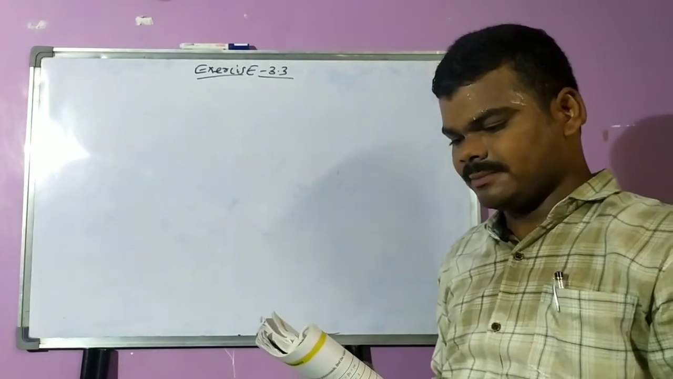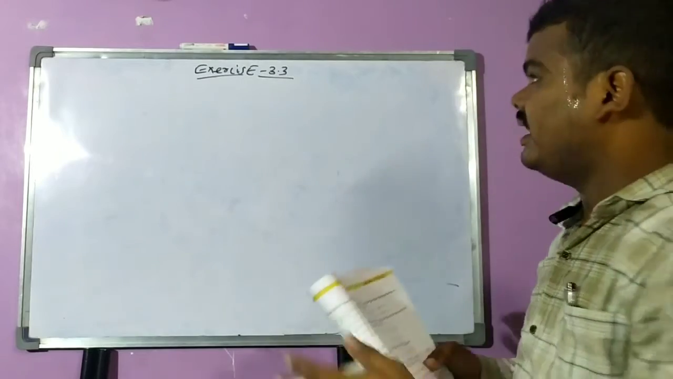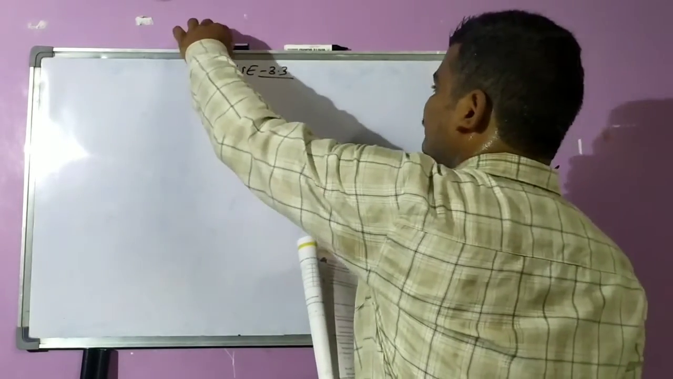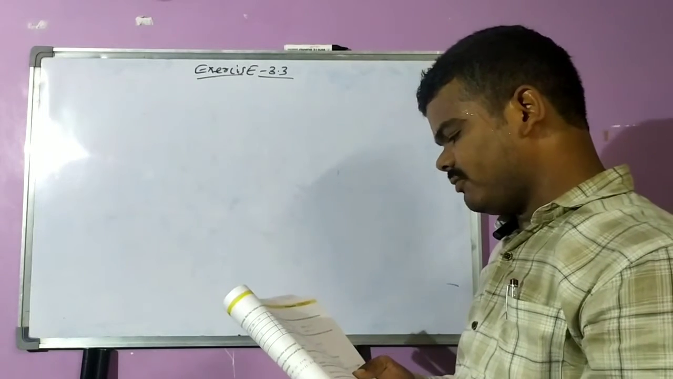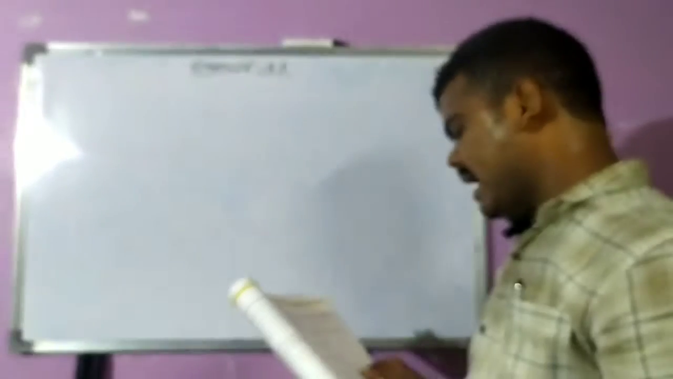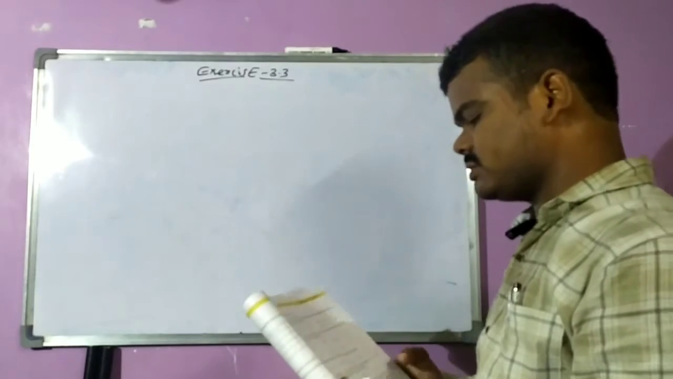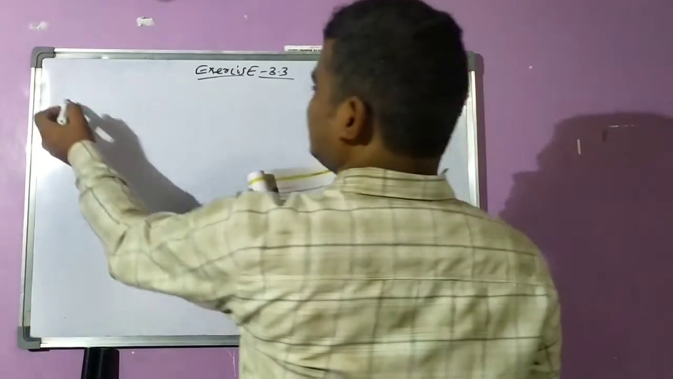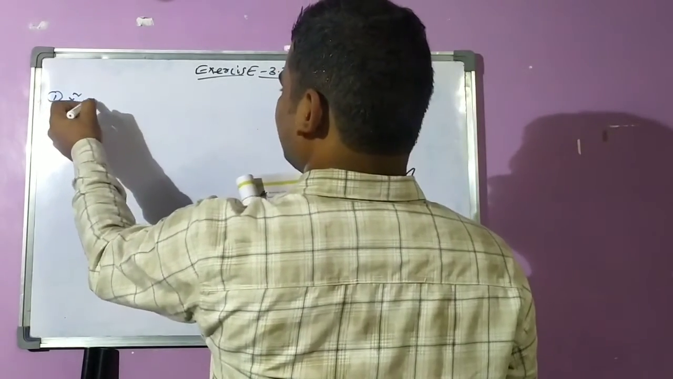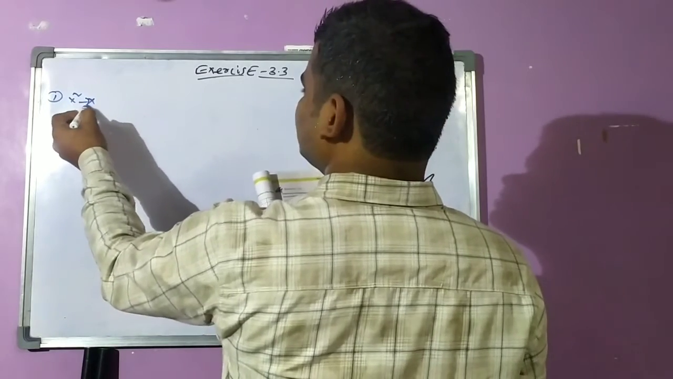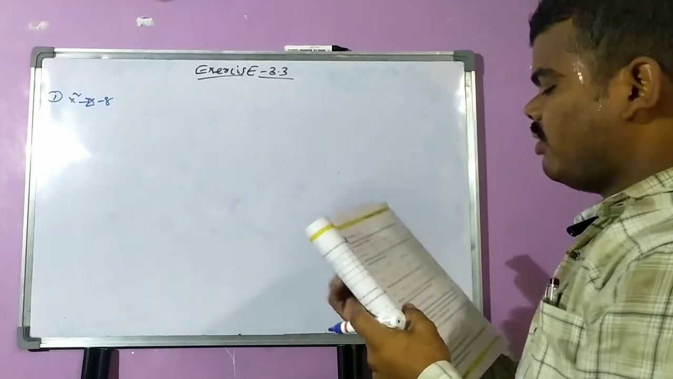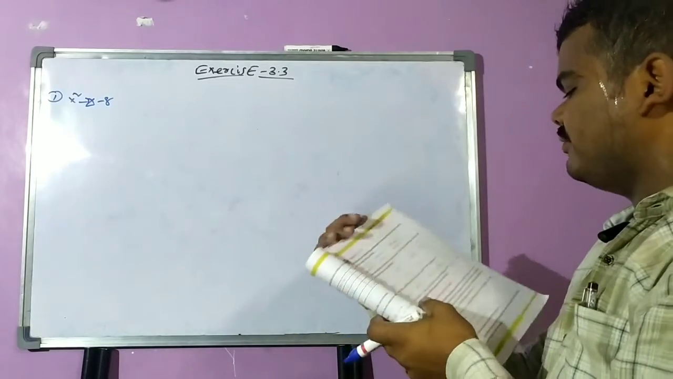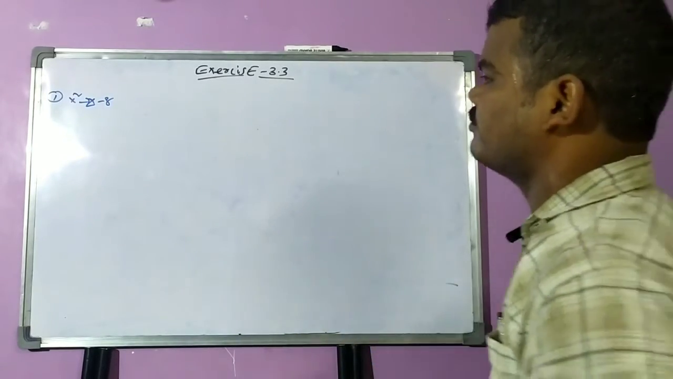Exercise 3.3, first one. Find the zeros of the following quadratic polynomial and verify the relationship between the zeros and the coefficients. First one is x square minus 2x minus 8. Find the zeros of the following quadratic polynomial and verify the relationship between the zeros and the coefficients.